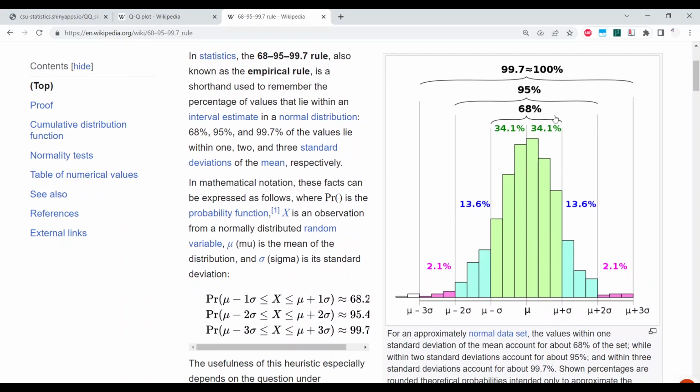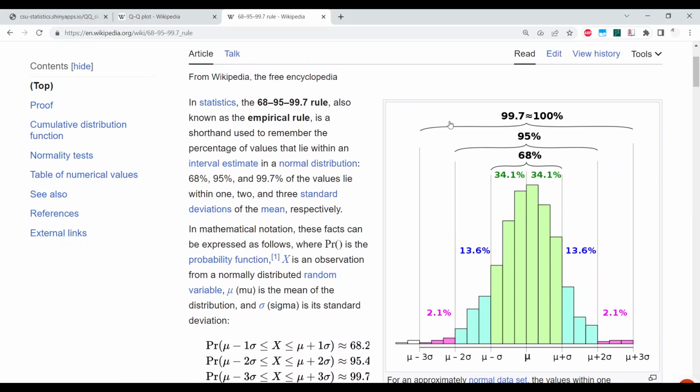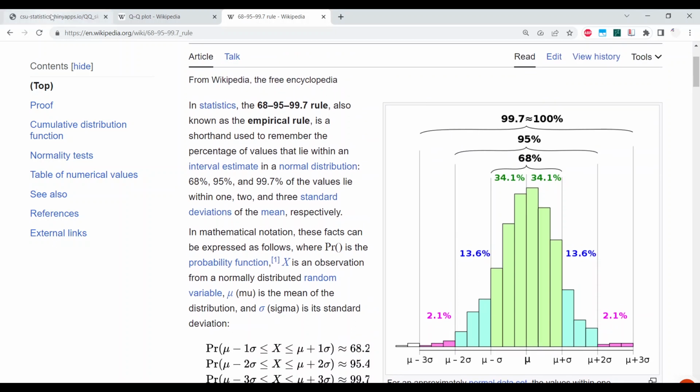What it says is that if your data follow a normal distribution, then 68% should be within a single standard deviation of the mean. 95% roughly should be within two standard deviations of the mean. It's actually 1.96 standard deviations of the mean, but let's not worry about that. And then about all of them should be within three standard deviations of the mean.